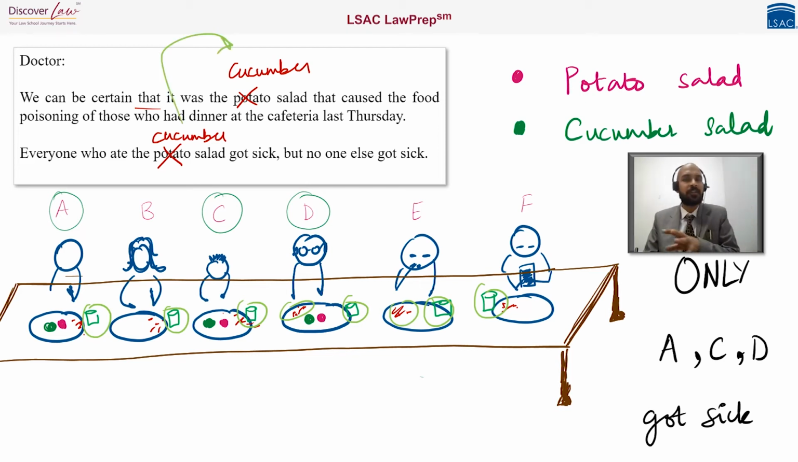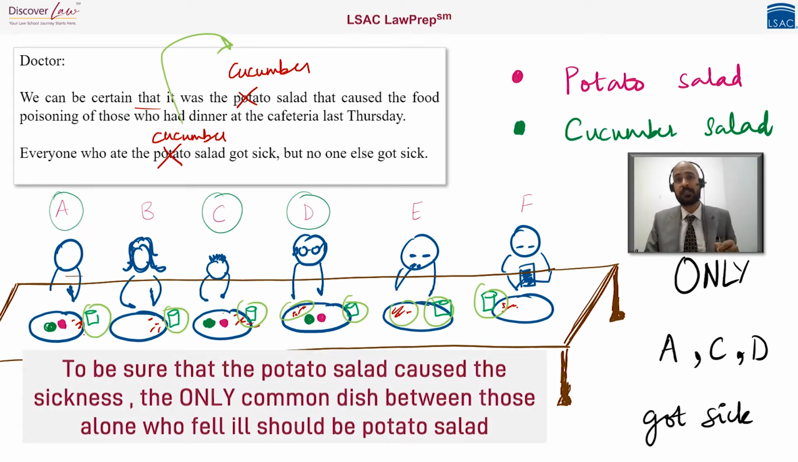I could have drawn a diagram and shown you, but I decided to use a different method to illustrate this to you. If you think about it, to be sure that the potato salad was responsible, you have to ensure that there was no other common dish, which means that if there was something like a cucumber salad which only these people had, then you cannot say that potato salad was the one. It could be either potato or cucumber. So this is the assumption.